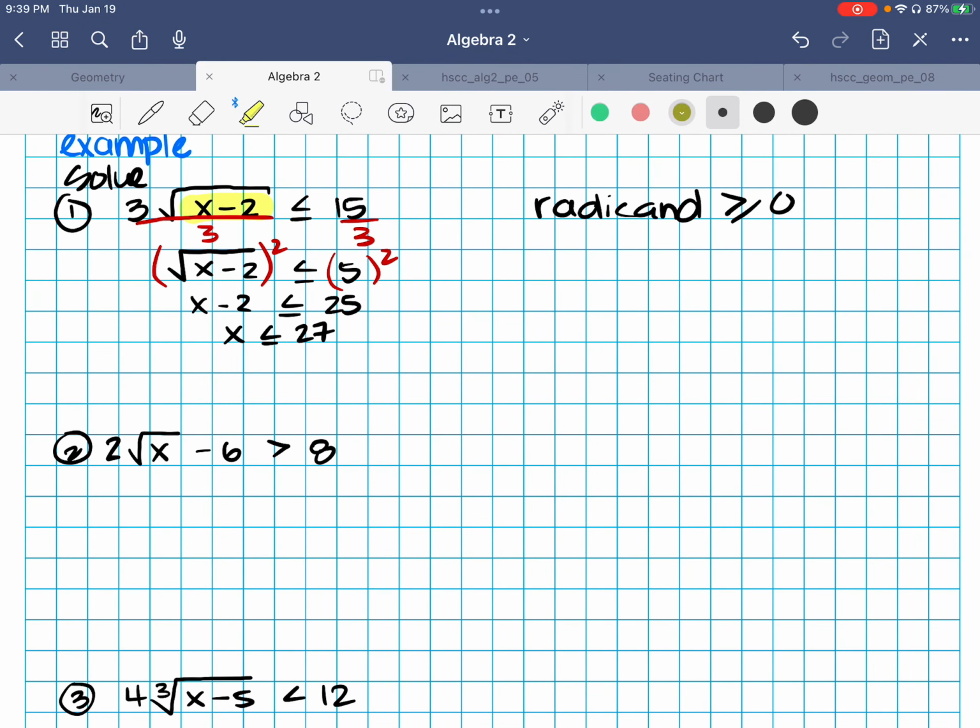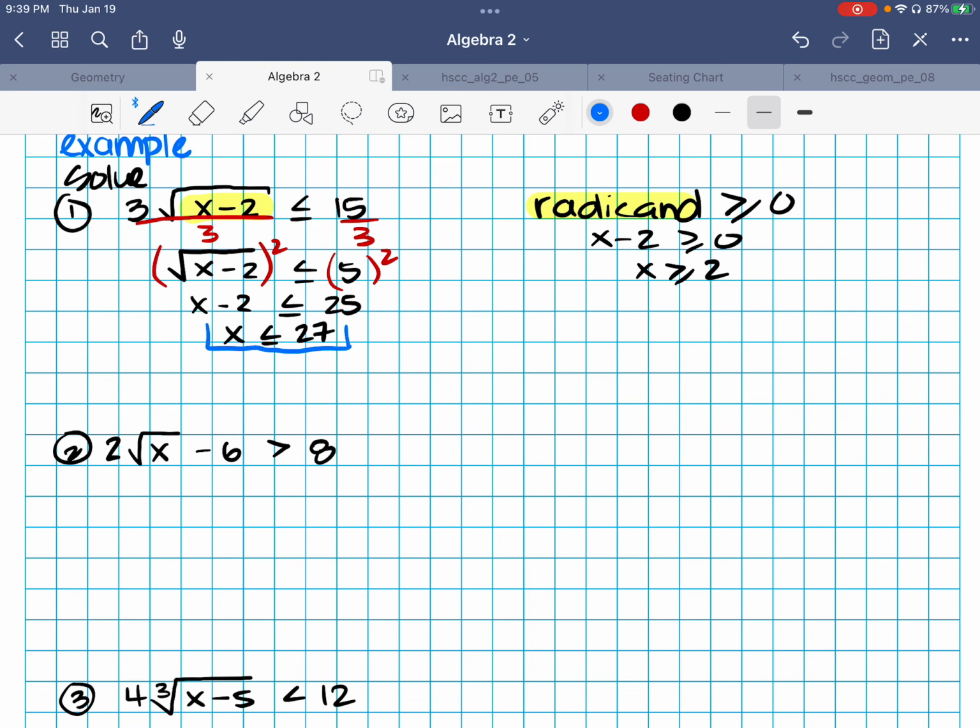Now in this problem, the radicand happens to be x minus 2. So we're going to take the x minus 2 and replace it with the word radicand. So the x minus 2, also known as the radicand, must be greater than or equal to 0. We solve this inequality and we find out that x has to be greater than or equal to 2. So our solution to the equation is x is less than or equal to 27.